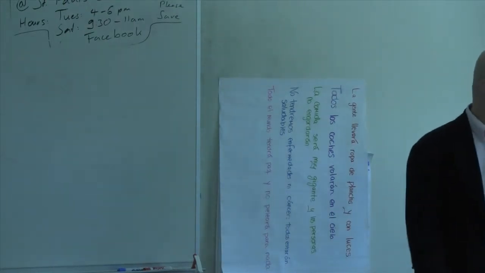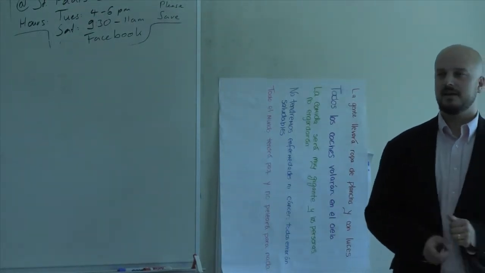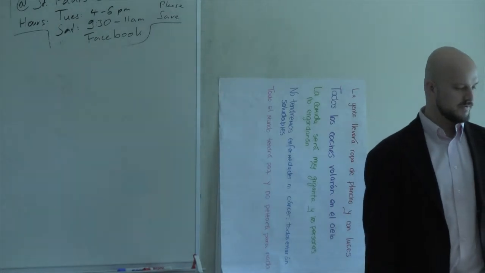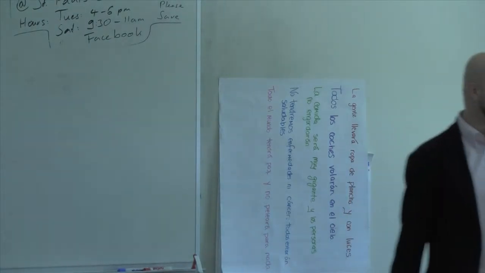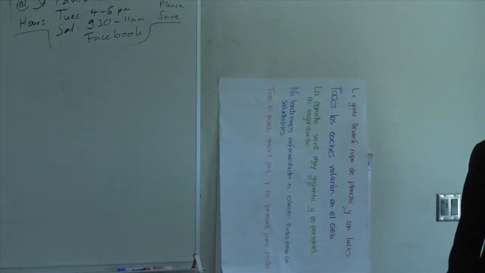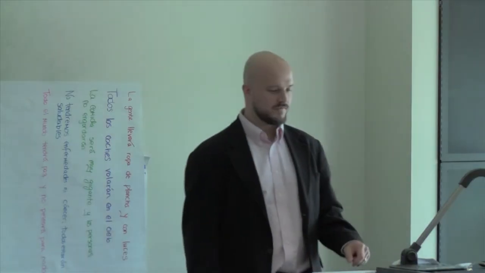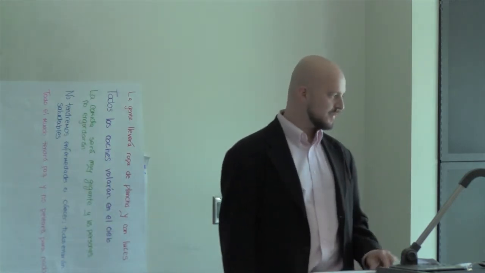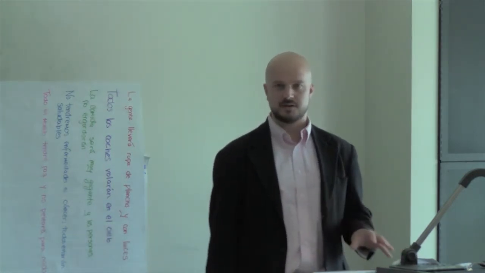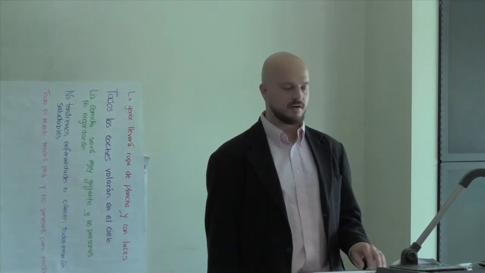So what do you do if you need help? And this is from both the student's perspective and also if you're a faculty member. Who do you contact? The first line of defense is usually the help desk, and we've got the phone number here. If you're on campus, it's extension 64357, and that also spells 6HELP. So if you're in your classroom and there's a problem and you need to call somebody quickly, that's probably a good number to call.